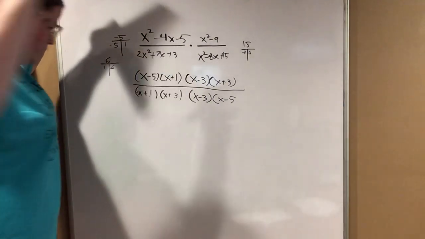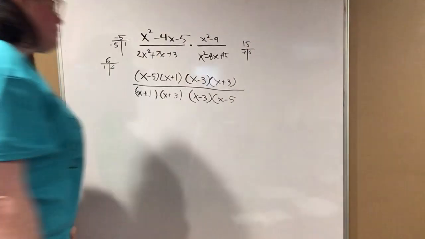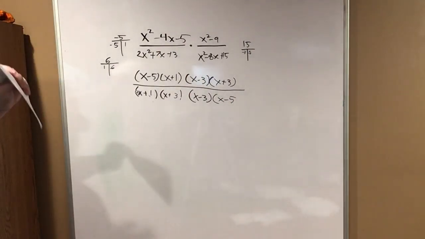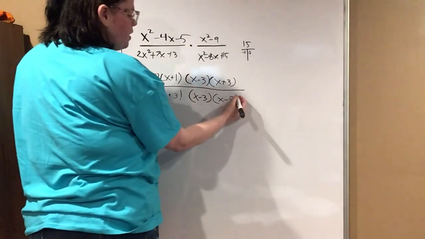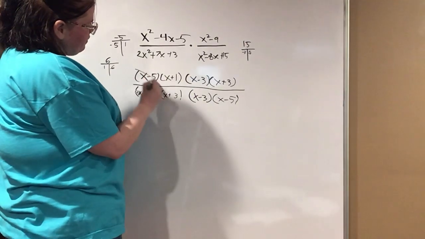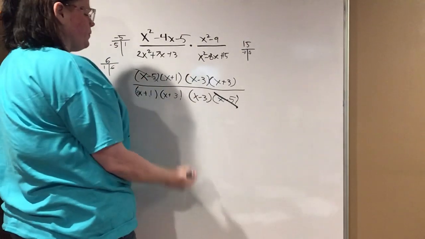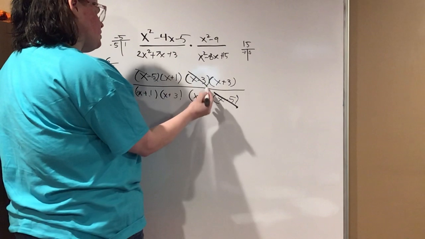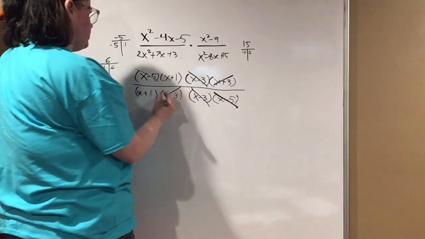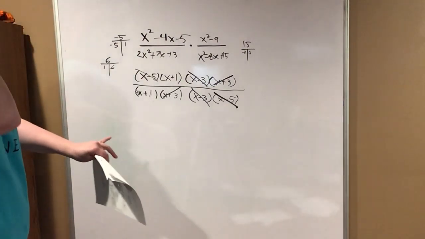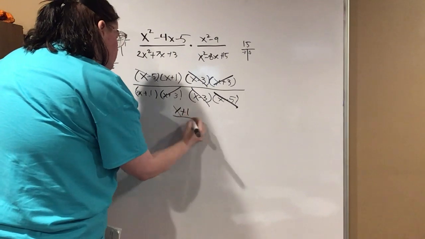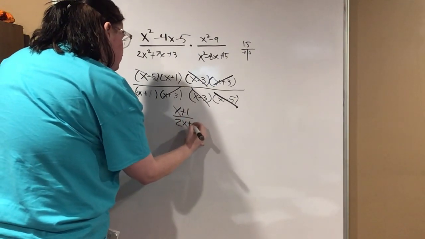So we have simplified and factored everything we can. All we have to do now is find what's in common and cross it off. As long as one's on top and one's on bottom, you can do that. So I have an x minus 5 on top and an x minus 5 on bottom. I have an x minus 3 on top, an x minus 3 on the bottom, x plus 3, x plus 3. Nothing else is matching, so our answer is x plus 1 over 2x plus 1.